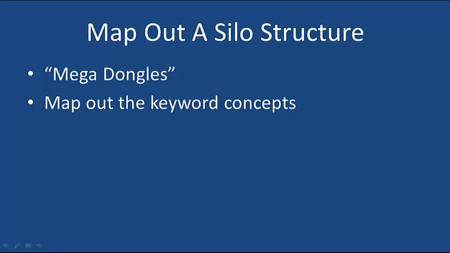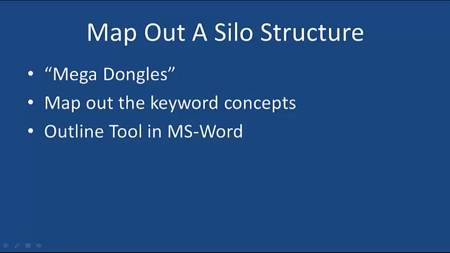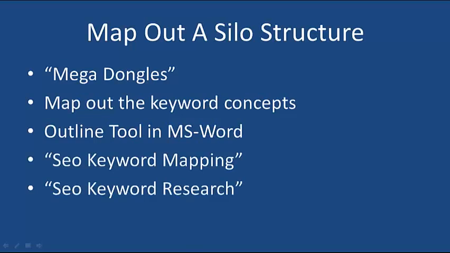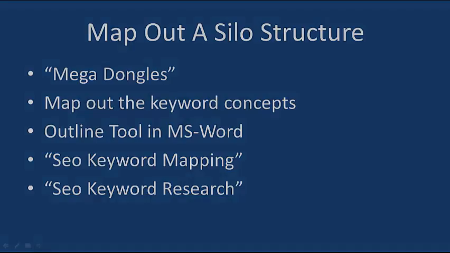What we'll do now is map out the keyword concepts for creating that site. For this kind of job, I like to use the outline tool in Microsoft Word, but you can use any text editor you like or a diagram making tool, it doesn't really matter. I'm not going to cover SEO keyword mapping or keyword research, as these have been covered to the nth degree on the internet. When you're creating your own real sites, you should research these subjects so you can get an idea of the kind of structure you want to create for your site and your silos.